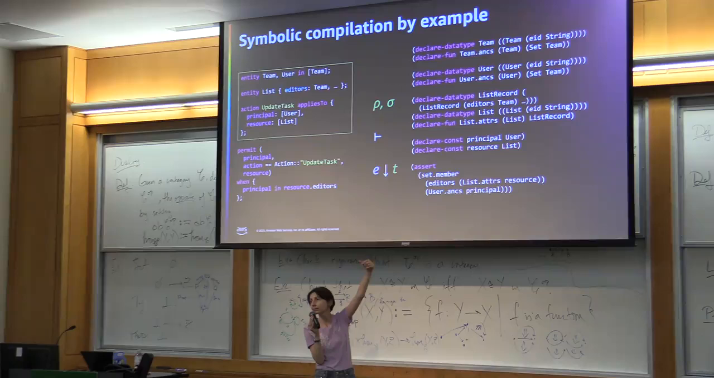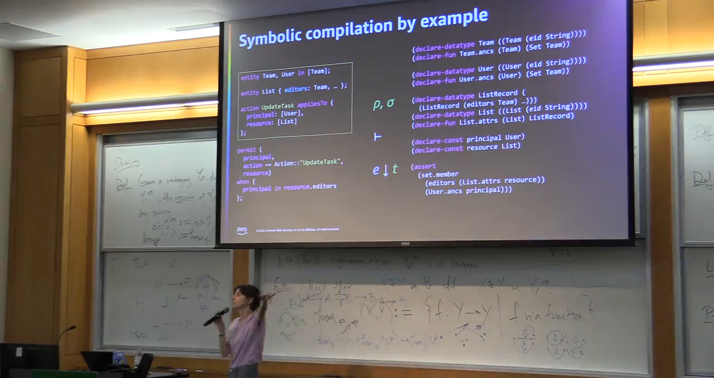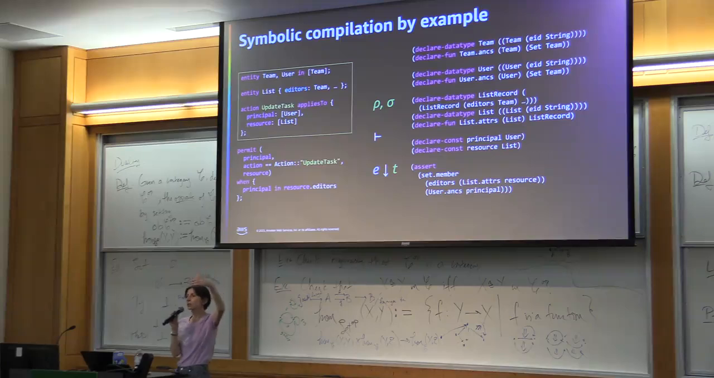So set member is a built-in operator in the theory of sets. So it's going to be a member of the ancestors of the principal. And note that the compiler is smart, right? It's done a lot of optimizations, and it's not emitting spurious things that it actually can prove are true through the compilation process. So it's only going to emit a residual for which its rewrite rules are not strong enough by themselves to prove that they're true.